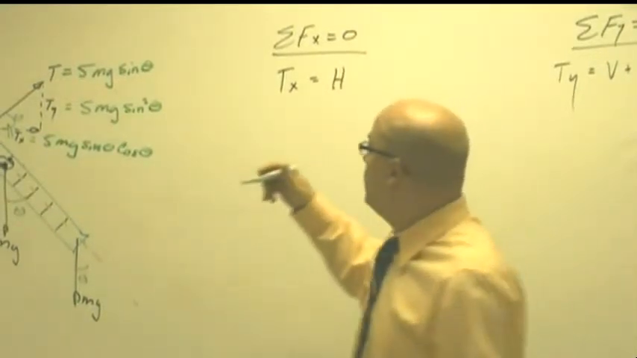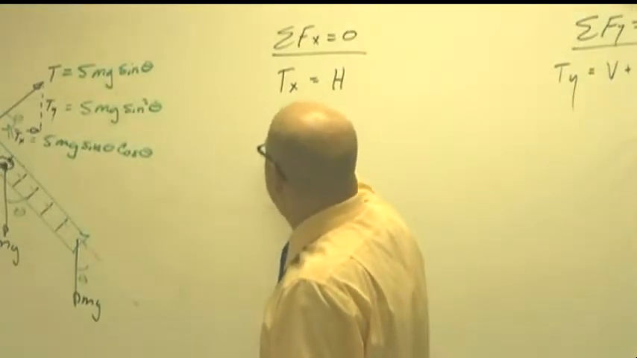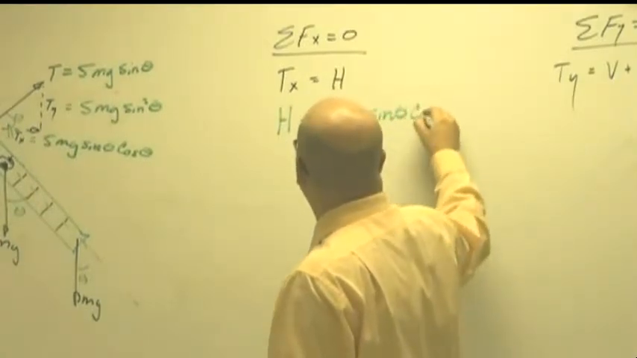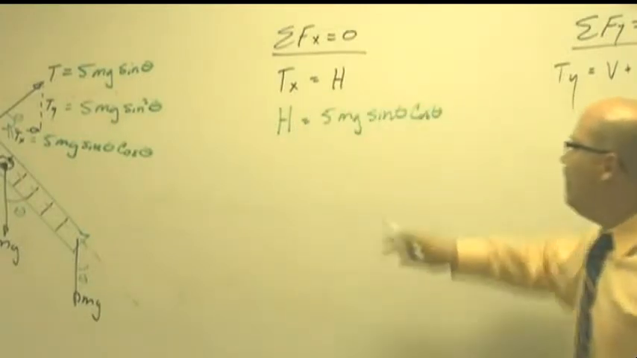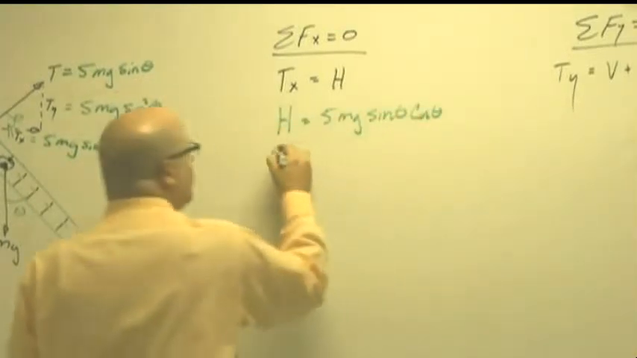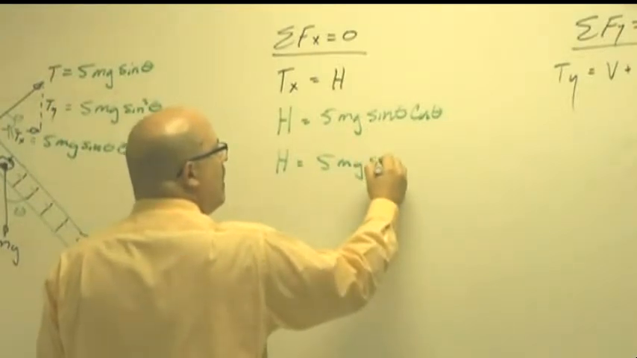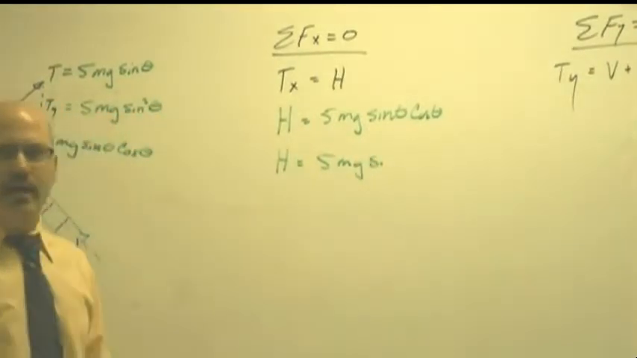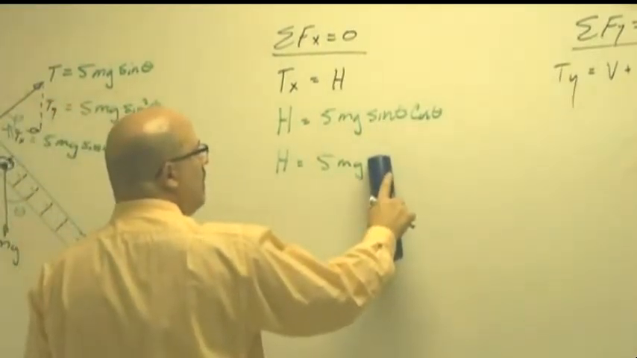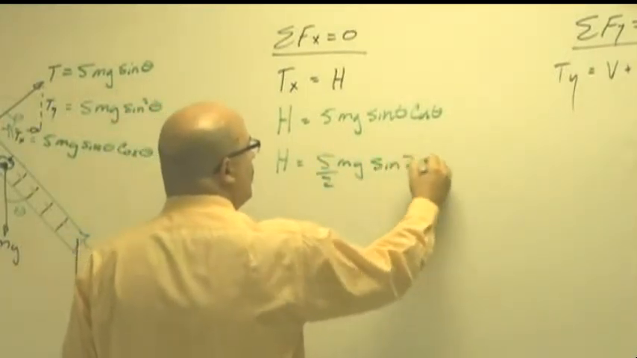All right. So that means that H equals 5 mg sine theta cosine theta. Is there any trig identity that's going to help us out here? Yes, that's sine 2 theta. Actually, 2 sine theta cosine theta is sine 2 theta. So you can do 5 over 2.